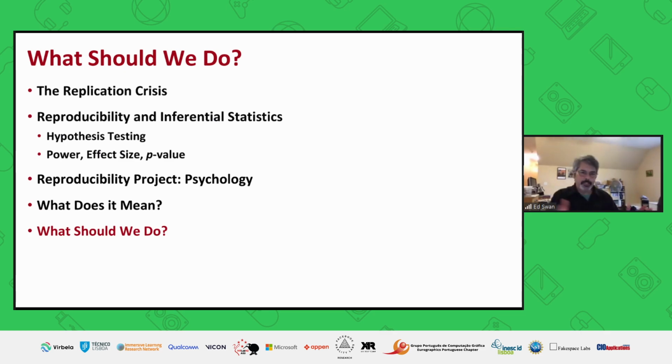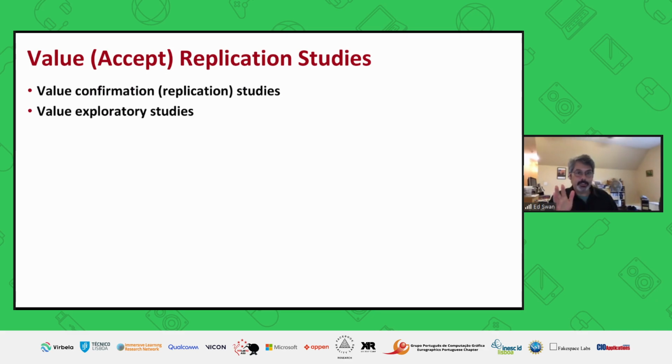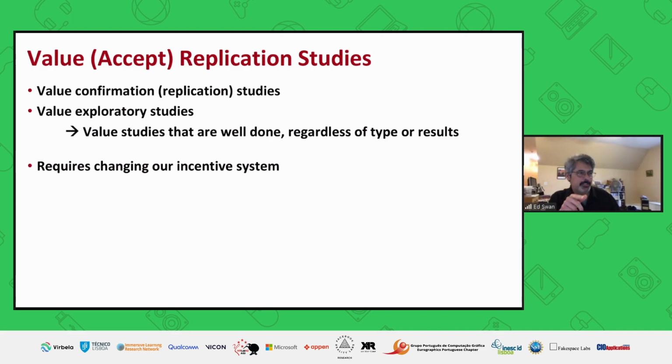So the last part. What should we do? We, in this research community, what should we do about this? My main point of this whole tutorial and of studying this paper and talking about the statistics within it is to value replication studies. So we want to value confirmatory studies. We want to value replication studies. We should also value exploratory studies. We already do value exploratory studies. That's the primary source of our studies. The largest point is to value studies that are well done, regardless of the type of study or the type of results. And that requires changing our incentive system.